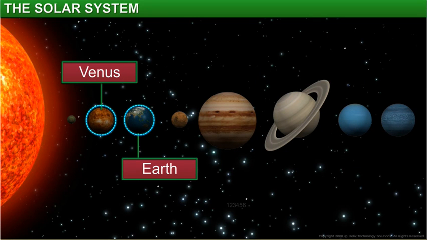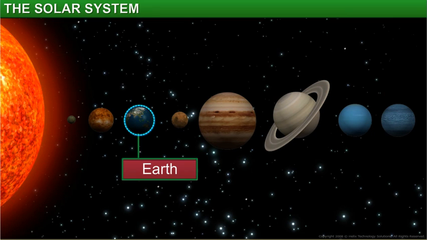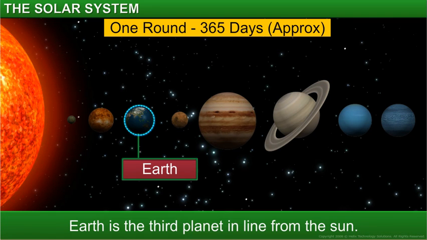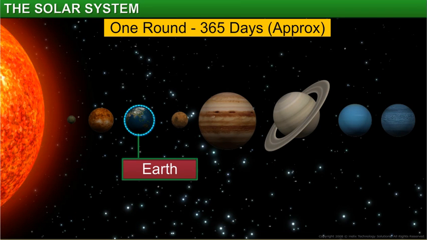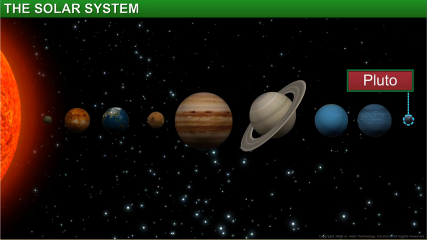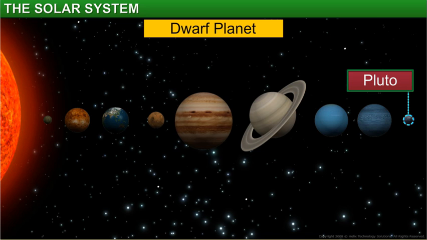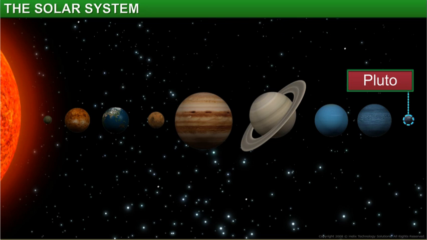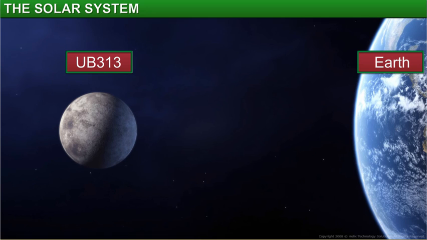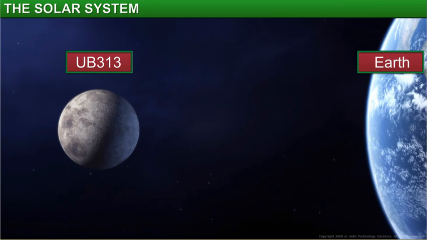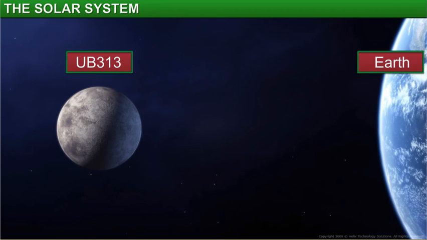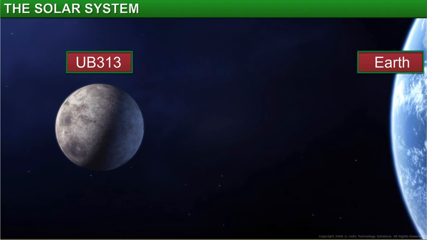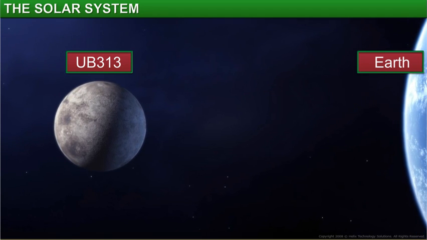Venus and Earth are very similar in size and shape. Hence, they are considered twin planets. Earth is the third planet in line from the Sun. It takes about 365 days to complete one round along its orbit. Earlier, Pluto was considered the ninth planet. It is the celestial body farthest from the Sun. It is also very small in size. However, Pluto is no longer considered a planet. A new planet, 2003 UB 313, bigger than Pluto and farther from the Sun, has been discovered by scientists. However, this planet is yet to be officially accepted as a planet of our solar system.